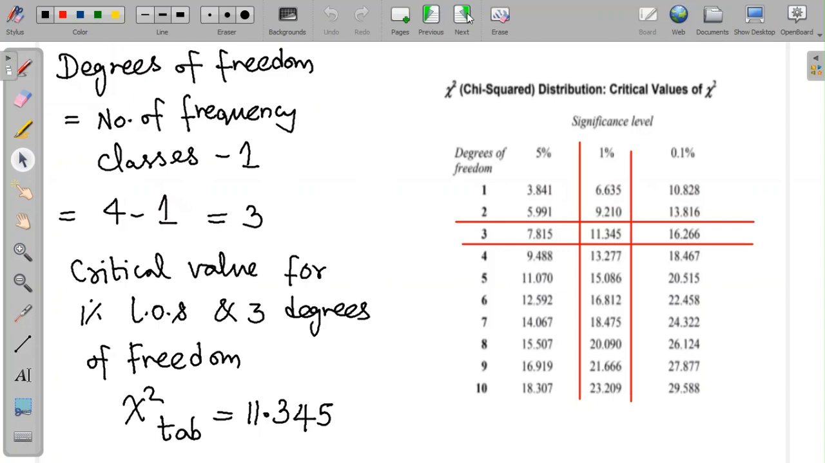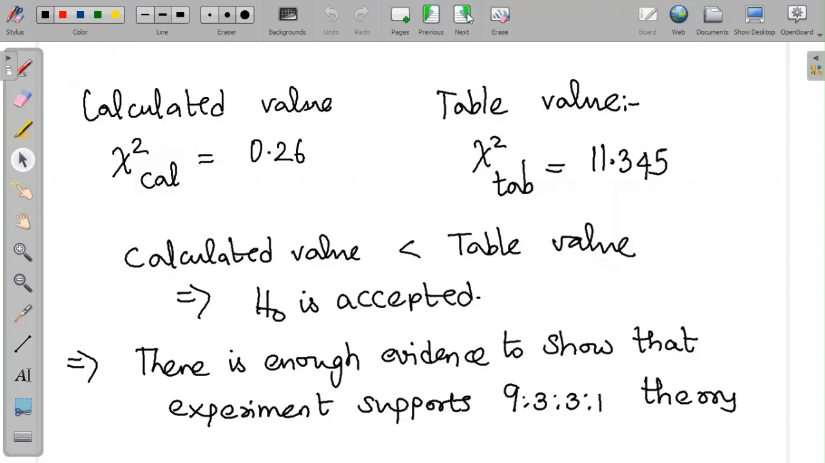And since there are four classifications here, the degrees of freedom is 3. And therefore, we refer to the table and we find that at 1% level of significance and 3 degrees of freedom, the table value is 11.345. So comparing the calculated value versus the table value, we observe that the calculated value is less than the table value, and hence there is enough evidence to accept the null hypothesis or state that the experiment supports the theory that the ratio of seeds is in fact 9:3:3:1.